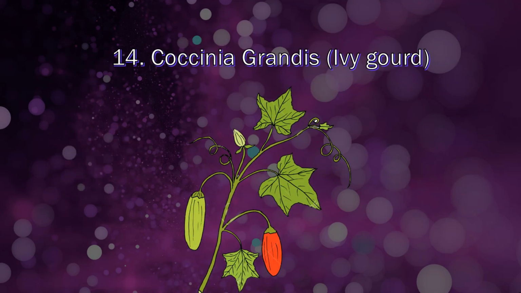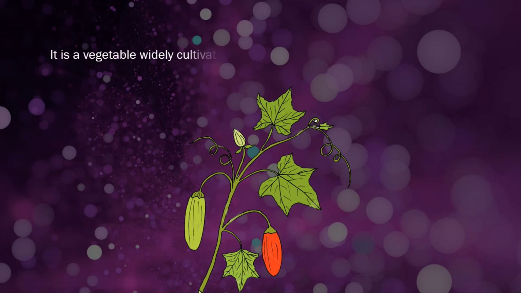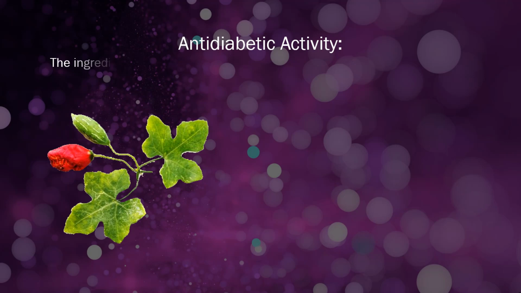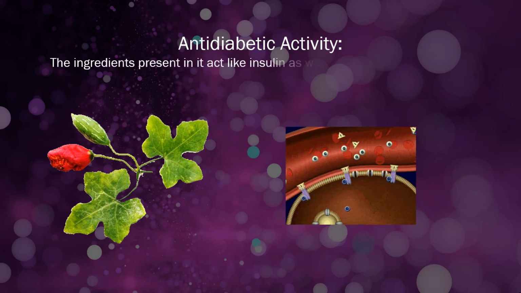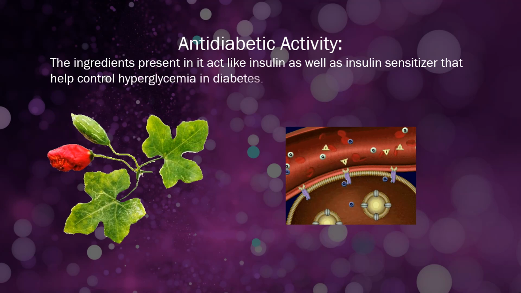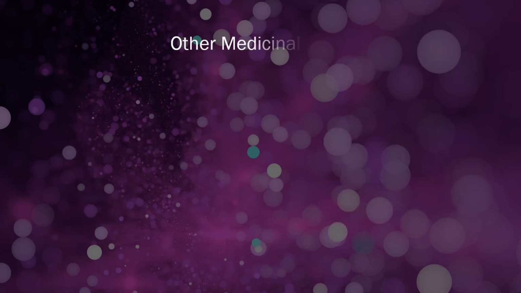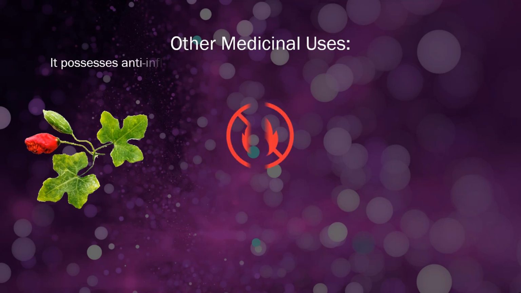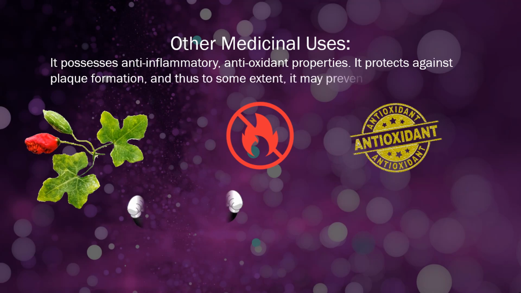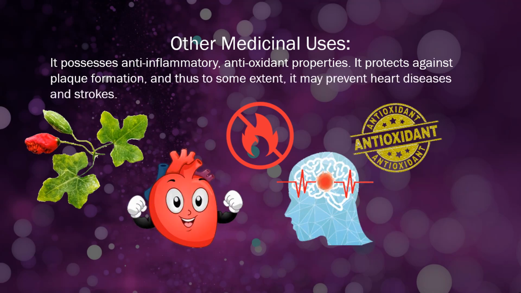14. Coccinia grandis, ivy gourd. It is a vegetable widely cultivated in China, Cambodia, Myanmar and Africa. Anti-diabetic activity. The ingredients present in it act like insulin as well as insulin sensitizer that help control hyperglycemia in diabetes. Other medicinal uses. It possesses anti-inflammatory and antioxidant properties. It protects against plaque formation and thus, to some extent, it may prevent heart diseases and strokes.